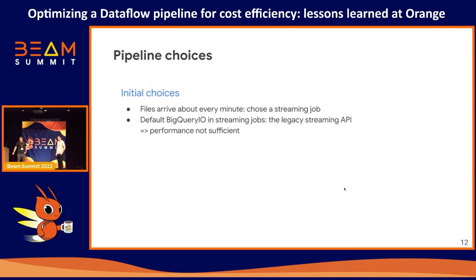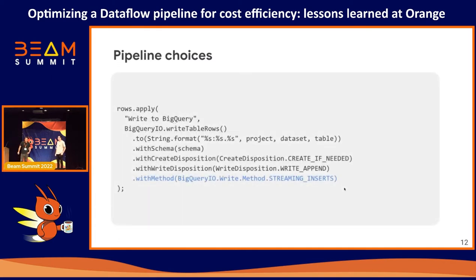So what were our initial decisions? As files arrive about every minute, and even a little bit more frequently, we chose to use a streaming pipeline. And the default BigQuery IO for streaming jobs was the legacy streaming API, of course not called legacy at that time. Here is a little code sample on how you can write to BigQuery with the streaming API. It's quite simple.